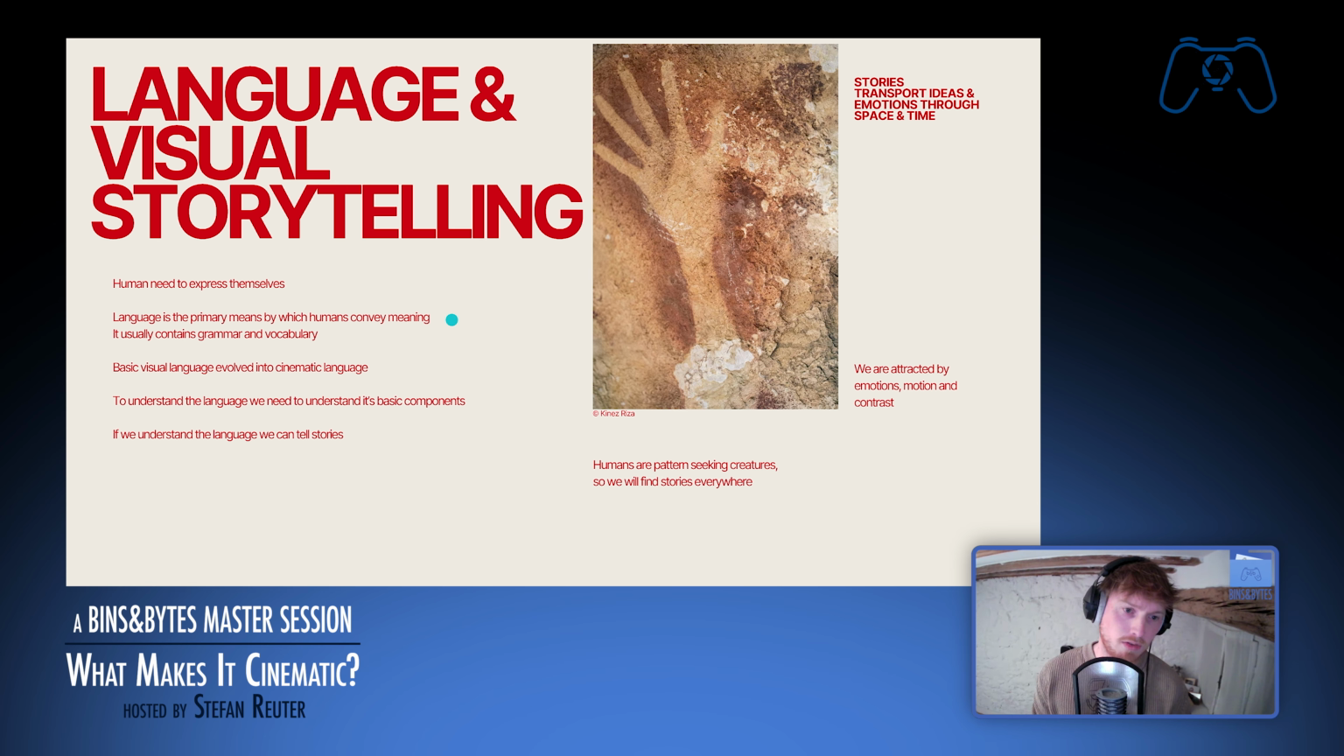So basic visual language evolved into cinematic language. And to understand the language, we need to understand its basic components, like all the vocabulary, all the grammar, all the rules and such. And if we understand the language, then we can tell stories. And as humans, we are pattern-seeking creatures. So we will find stories everywhere. Everywhere we look, we will tell ourselves something about it.